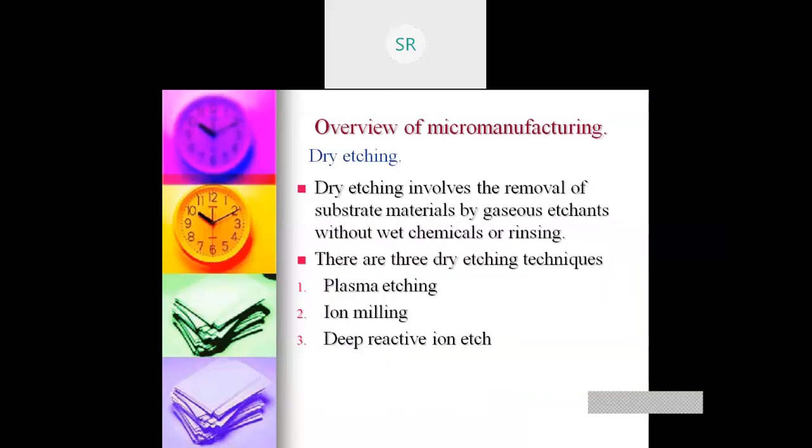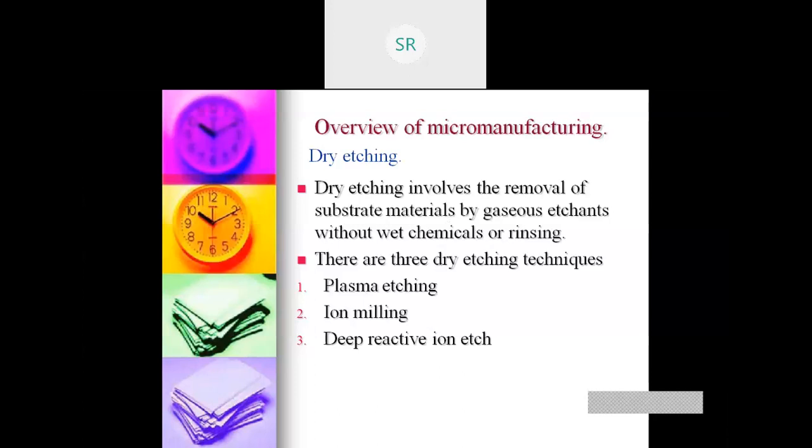Okay, so now if I come to dry etch, I want to do the dry etching. Dry etching involves the removal of substrate material by a gaseous etchant, without any chemical or rinsing process.